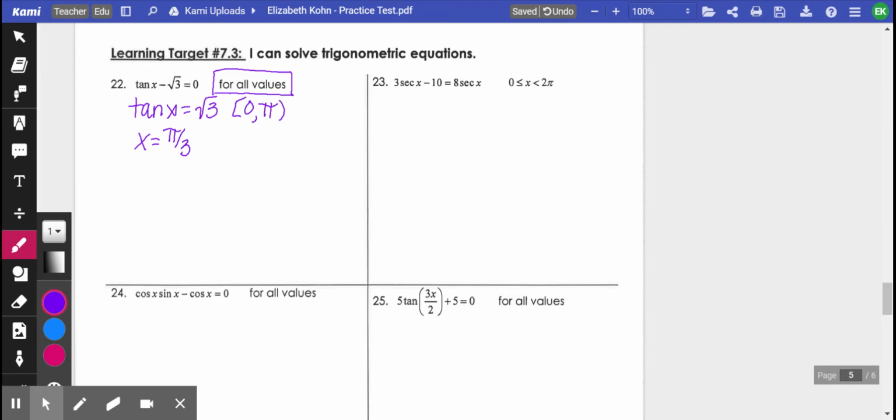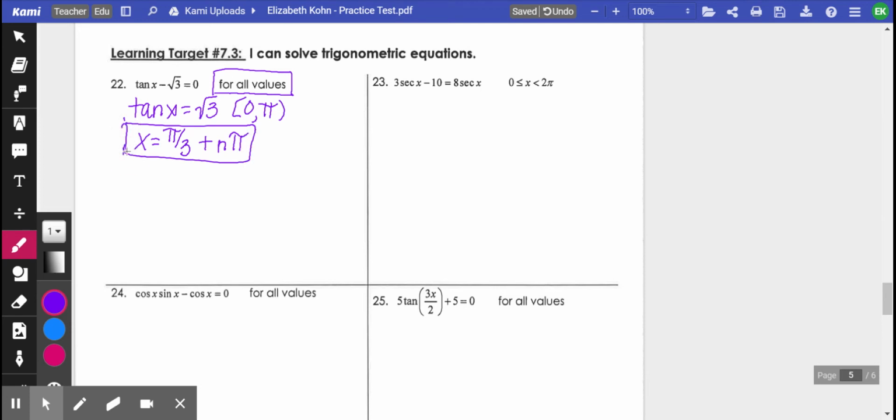Pi over 3 is in my first quadrant. If I look at my second quadrant, tangent is not positive in the second quadrant, so I cannot have a positive square root of 3 there. So I only have this one answer, pi over 3. However, I have to include my repeating part, which in this case, because the period is pi, this repeats n pi times. Don't forget to pay attention to that when you're solving.